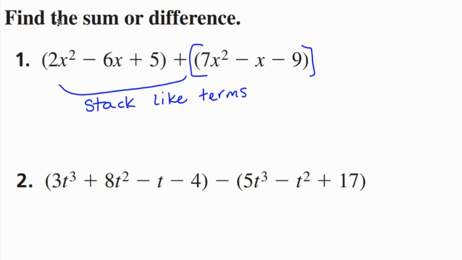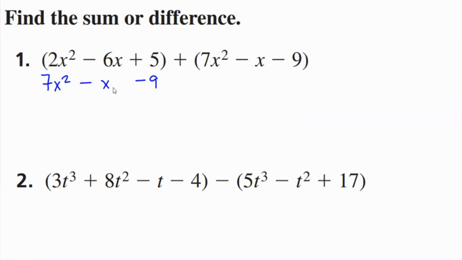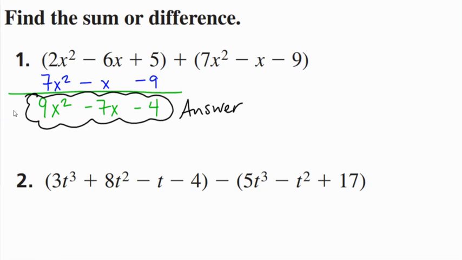So if I want to find the sum or difference, right, add or subtract two polynomials, I'm going to stack like terms. You'll notice that the x squared and the 7x squared are alike, minus 6x and minus x are alike, plus 5 and minus 9 are alike. So when I stack them, it just makes it easier sometimes to see what needs to be added with what. So 7x squared plus 2x squared, minus 6x and minus x, those get added and subtracted, and we get our final answer, 9x squared minus 7x minus 4.